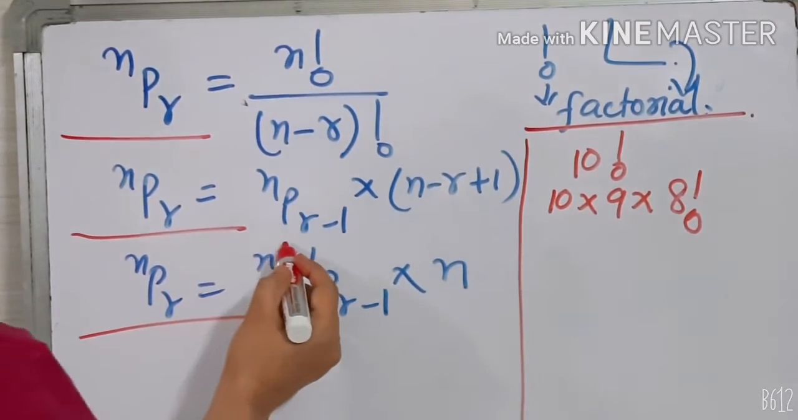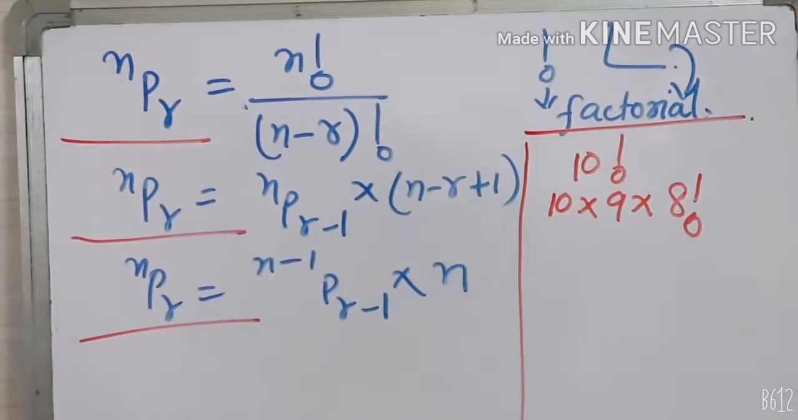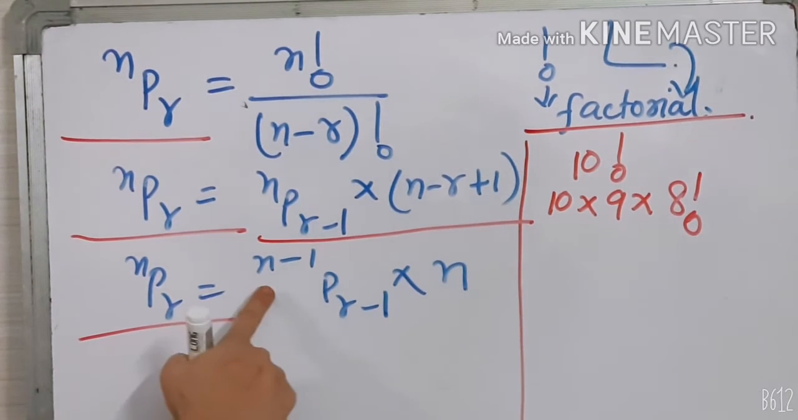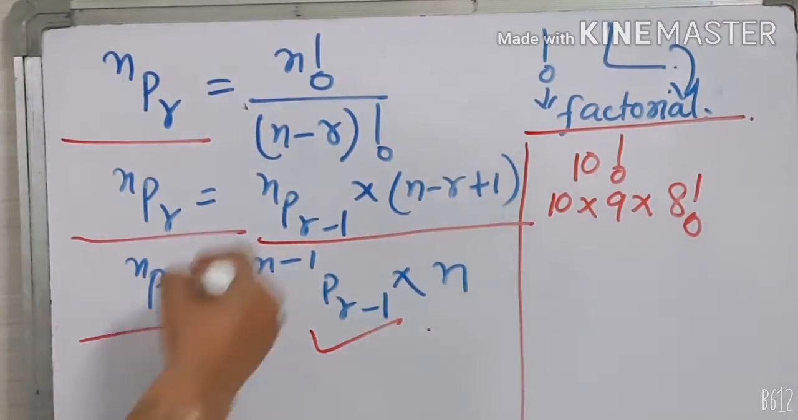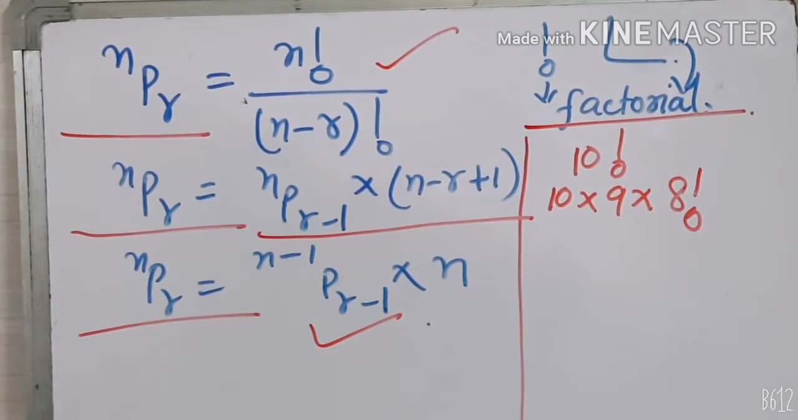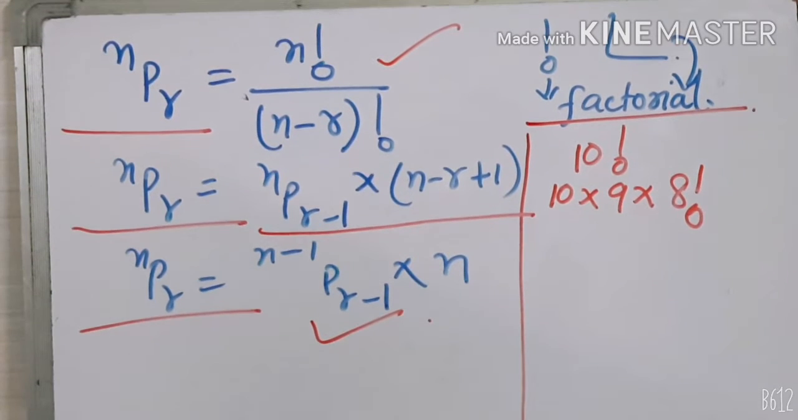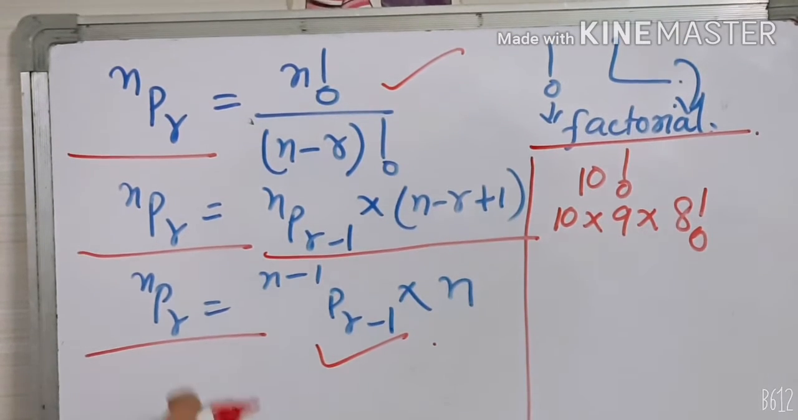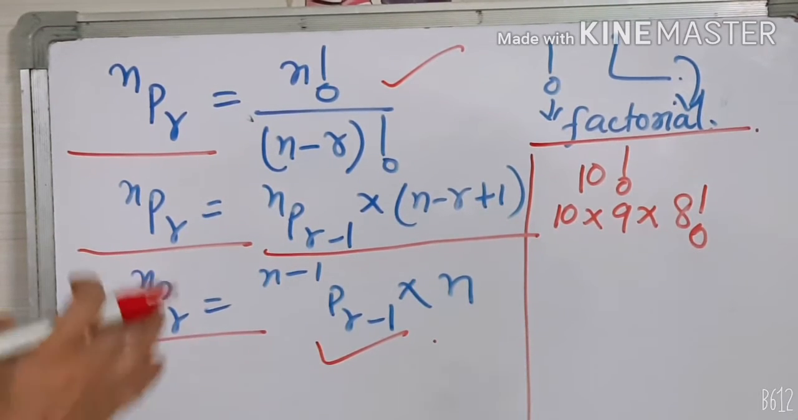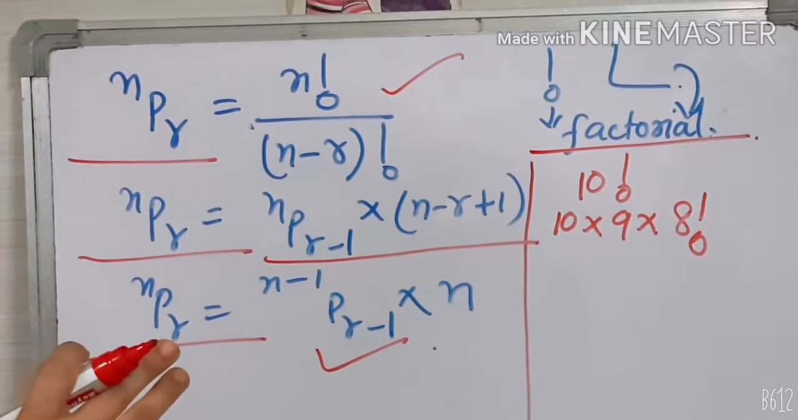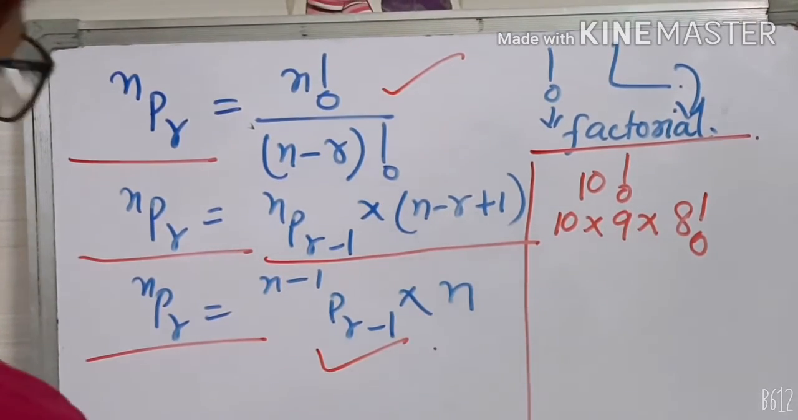Other formulas: nPr is equal to n minus 1 Pr minus 1 into n, and nPr is equal to nPr minus 1 into n minus r plus 1. We don't use the latter much, but these two are also important. Now, permutation is a logical topic, so we need to use our mind and think very practically to solve the questions. Fine? Let's start the questions.